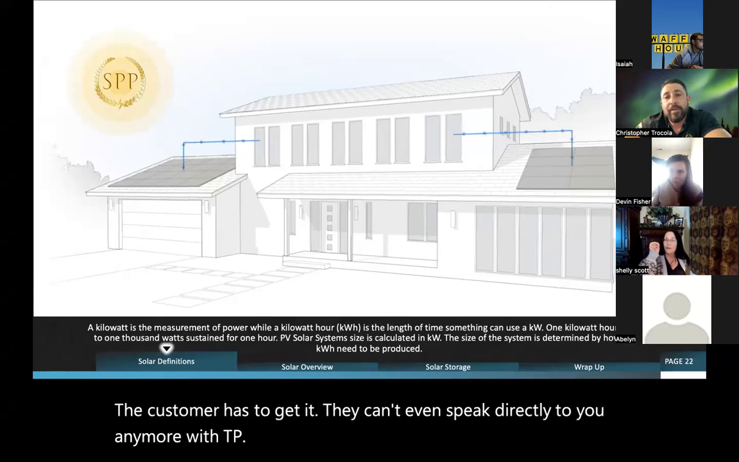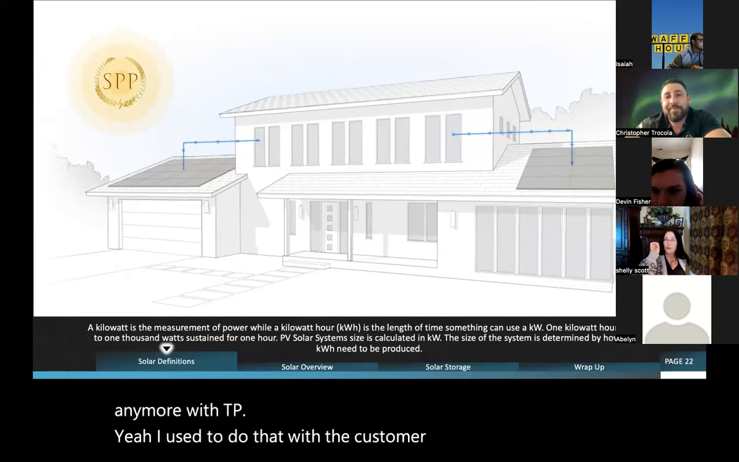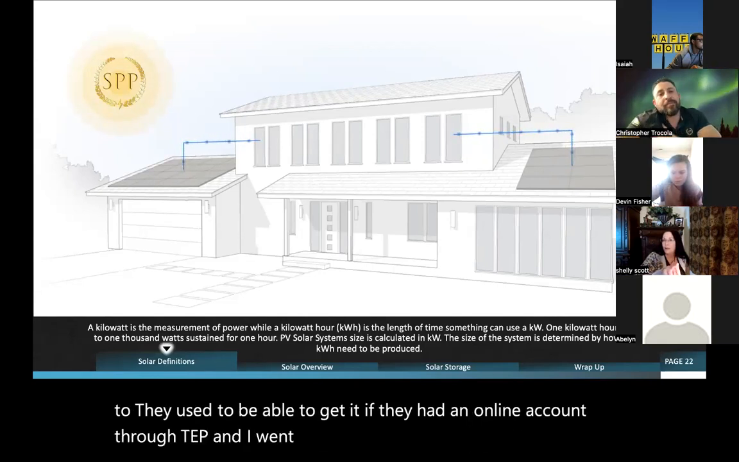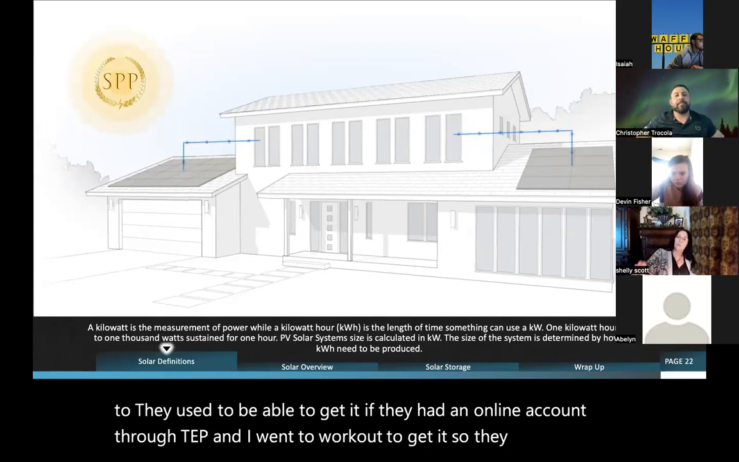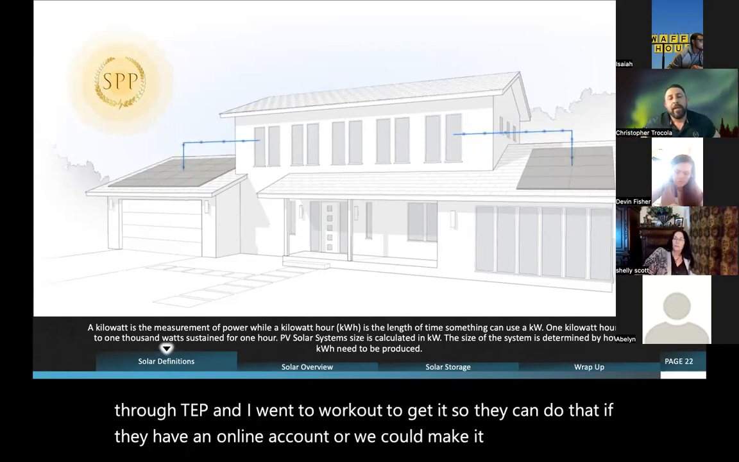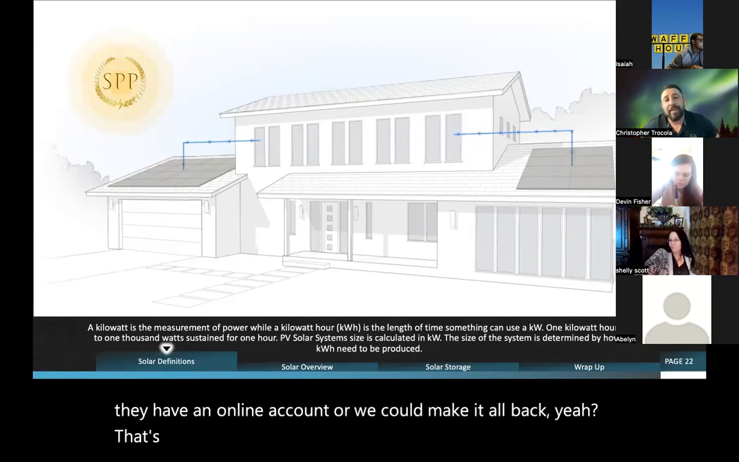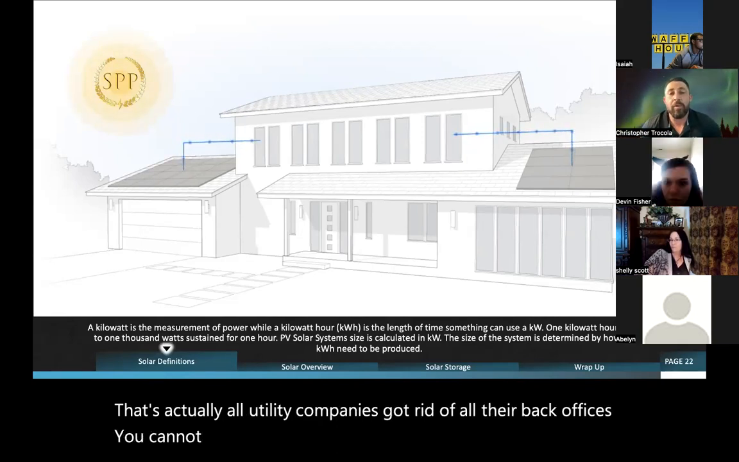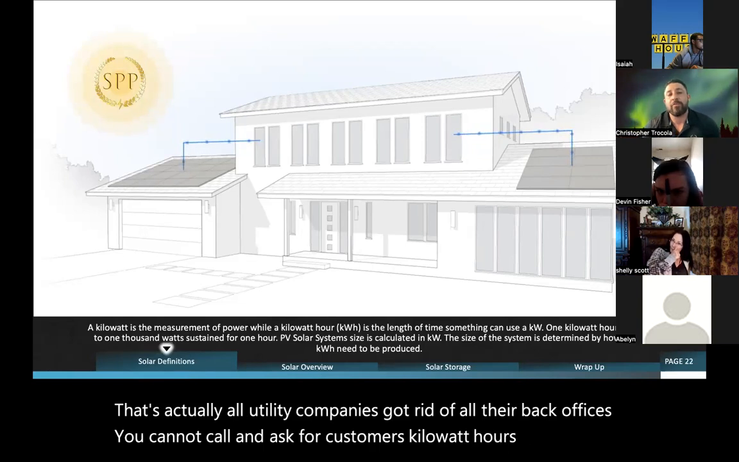I used to be able to do that with the customer. They can still get it if they have an online account through TEP, or we can help them make an online account. But if you call, all utility companies got rid of all their back offices. You cannot call and ask for a customer's kilowatt hours anymore. All utility companies nationwide have gotten rid of that.